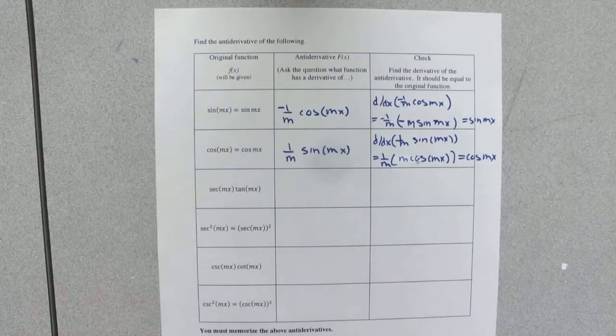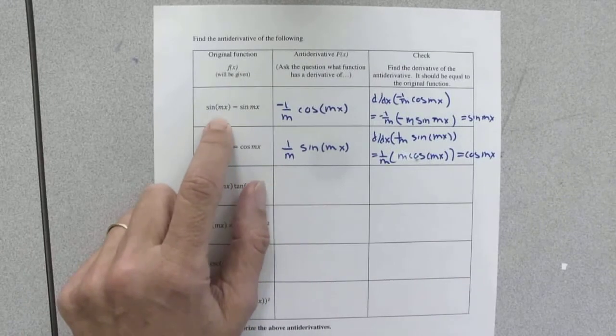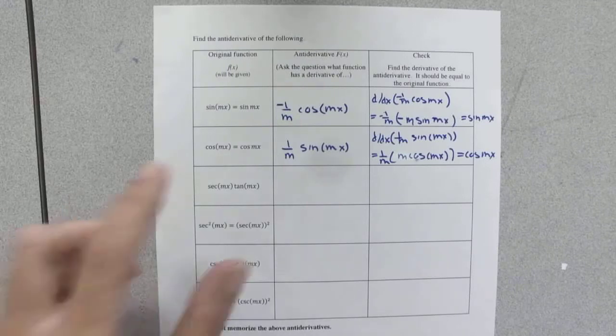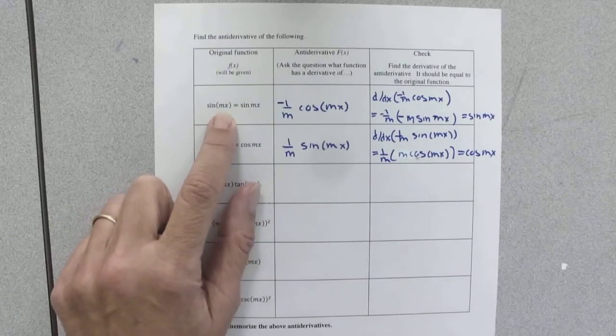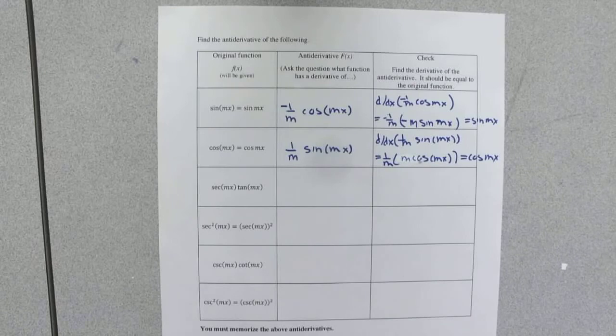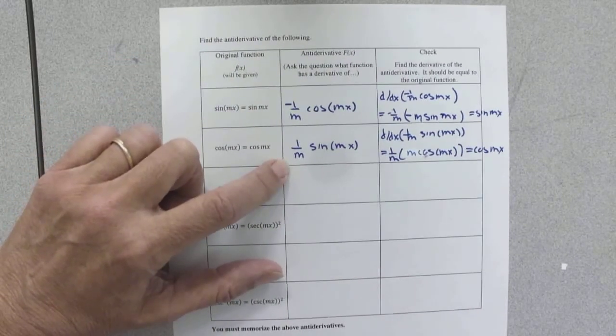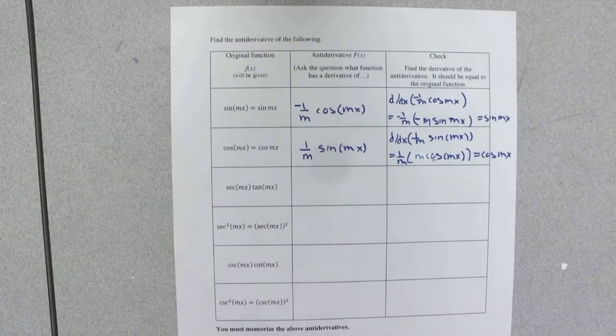Because when I differentiate, the chain rule gives me times m. But now I am anti-differentiating. And when you anti-differentiate, you're doing things backwards. You're doing them in reverse. You're doing the opposite. So in differentiation, the chain rule gives me times m. In anti-differentiation, you're going to get a 1 over m, or divided by m.